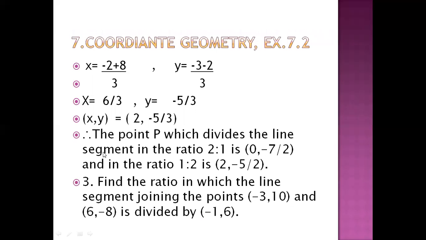So we will get the simplification -2 plus 8 by 3, and -3 minus 2 by 3. -2 plus 8, one negative, one positive, subtract: 8 minus 2, 6. So we'll get 6 by 3, and the 2 negatives you have to add, 3 plus 2, 5, so I will get -5 by 3. So the coordinates x, y are (2, -5/3). Therefore, the point P which divides the line segment in the ratio 2:1 is (0, -7/3), and for the ratio 1:2, the point is (2, -5/3).